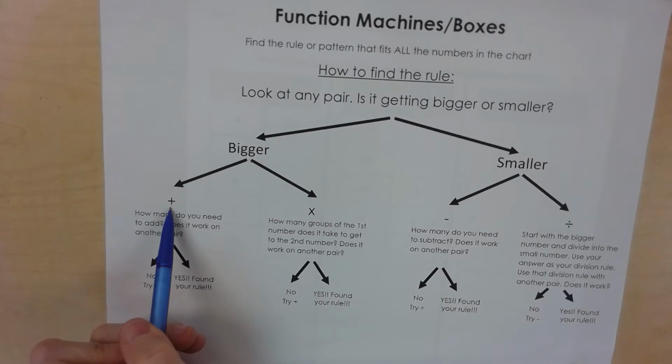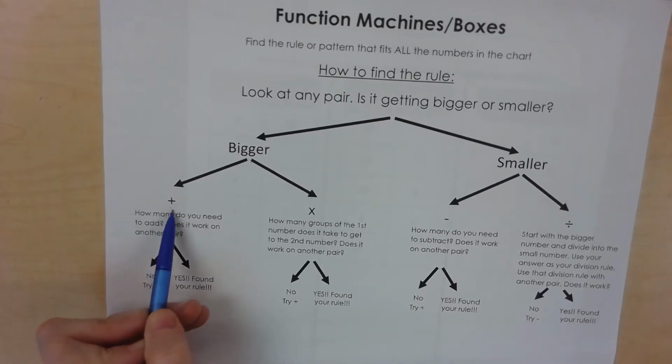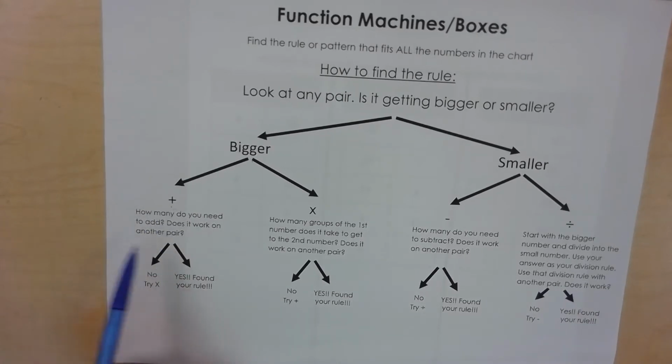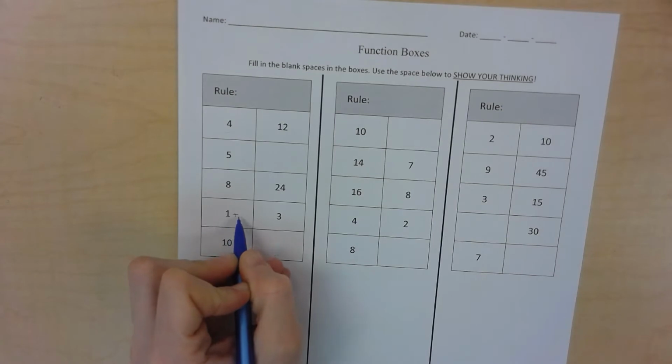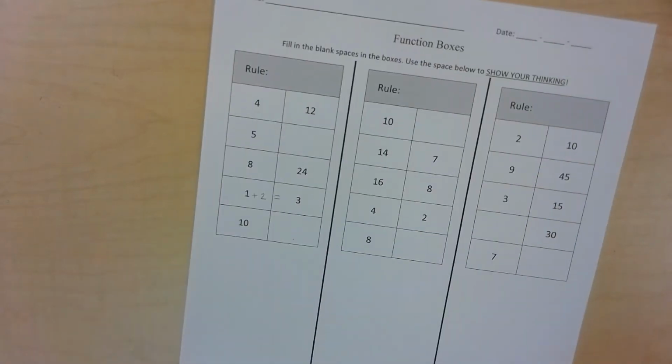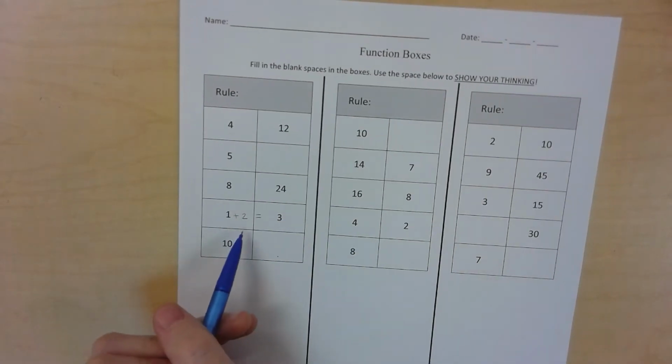It's going to be either addition or multiplication. I'm going to start with addition because I feel that kids are generally more confident with their addition facts. So how many do you need to add? Does it work on another pair? For 1, I just need to add 2 to get 3. So I would say my rule is adding 2.